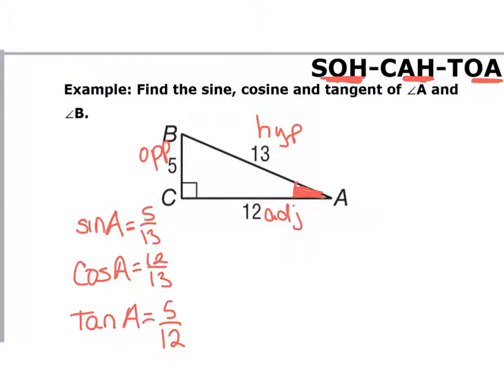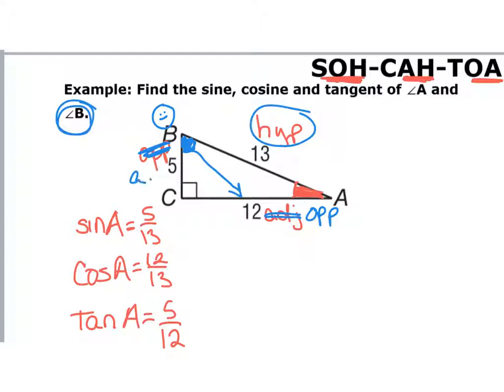So that's angle A. We still need to do angle B. So now I'm standing here at angle B. Does my hypotenuse move? Nope, it's still 13. But my opposite is now 12, the old adjacent. Which means my old opposite is now B's adjacent. I'm going to do the same thing I did before. The sine of, instead of A, I'm going to put B.